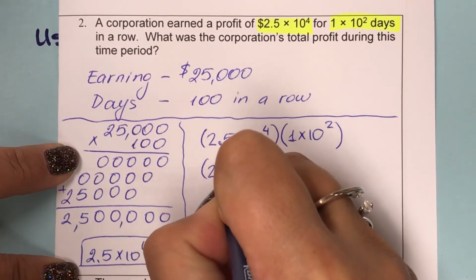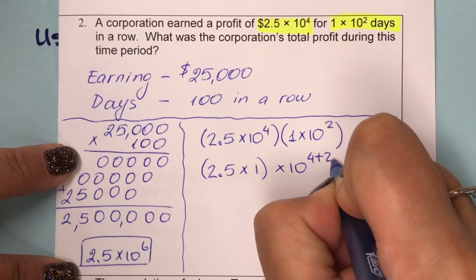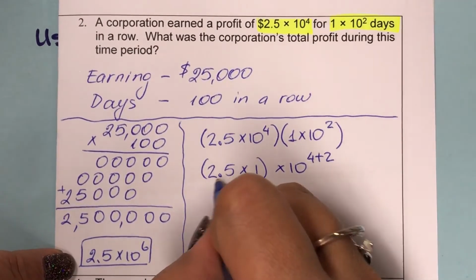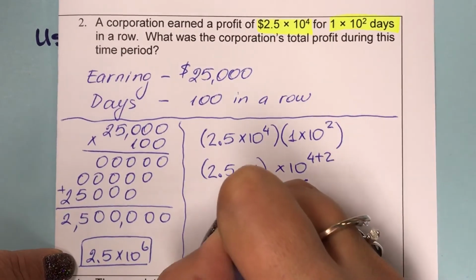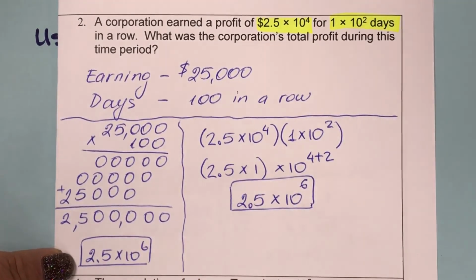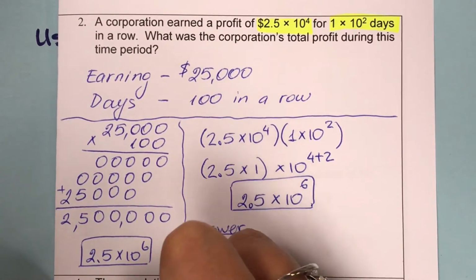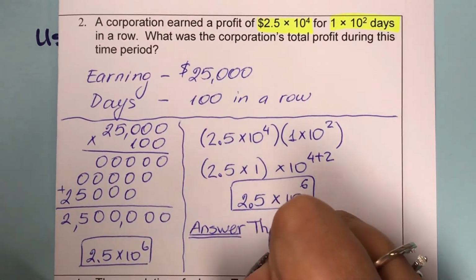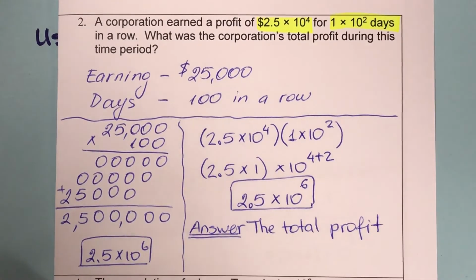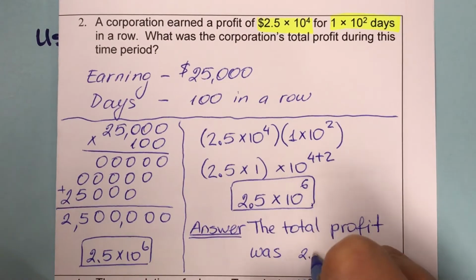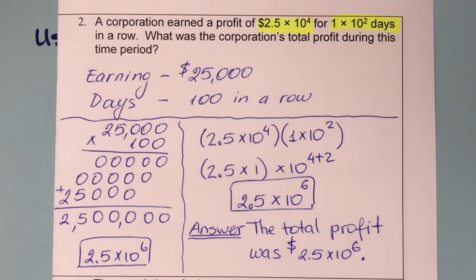So in scientific notation we multiply the numerical bases first, and then multiply by 10 to the power of 4 plus 2, where we keep the base and add the exponents. 2.5 times 1 is still 2.5, and the power of 10 is 6th, which is the same answer that we had in standard form. So we can answer that the total profit was 2.5 times 10 to the 6th power, and that is 2,500,000.